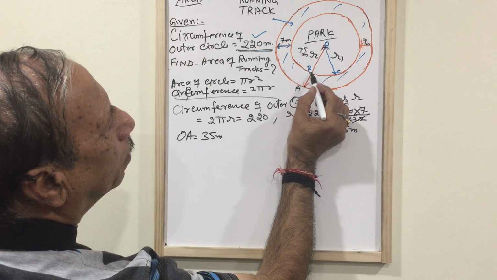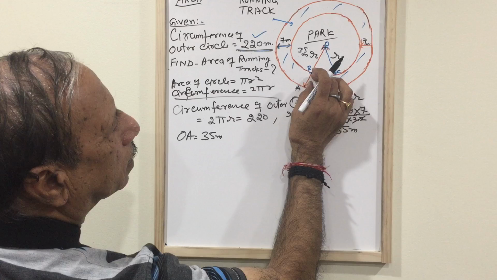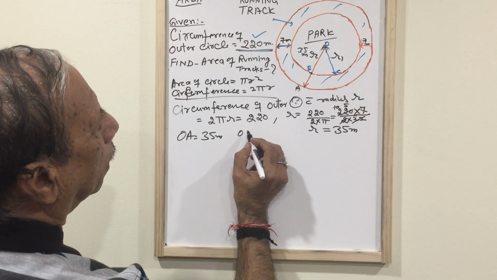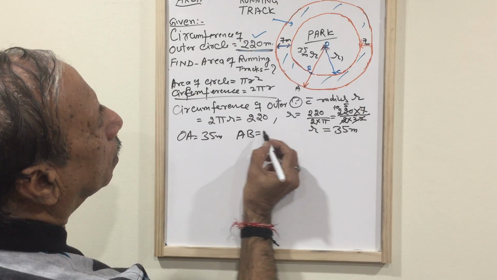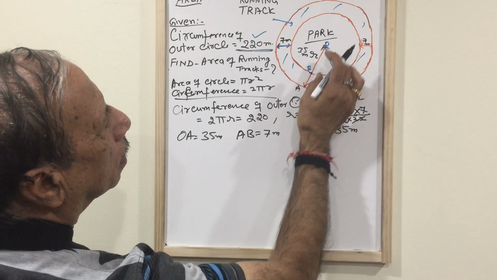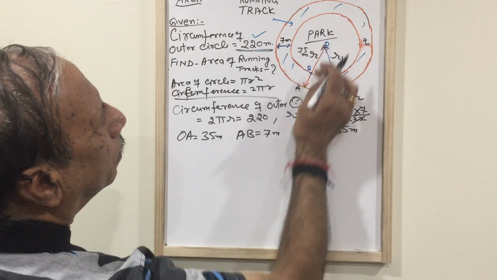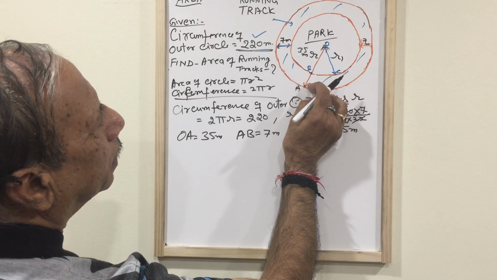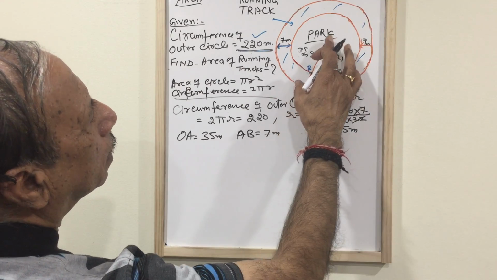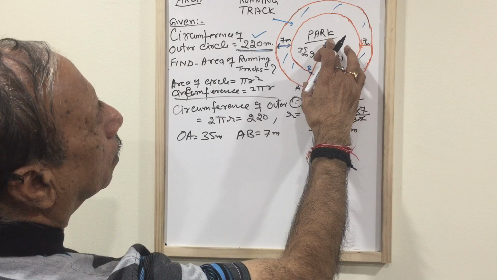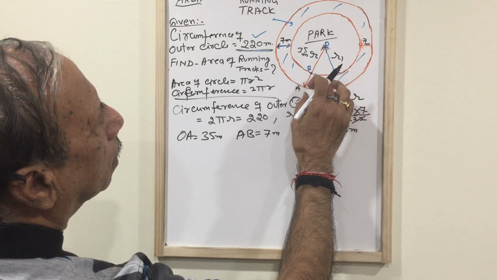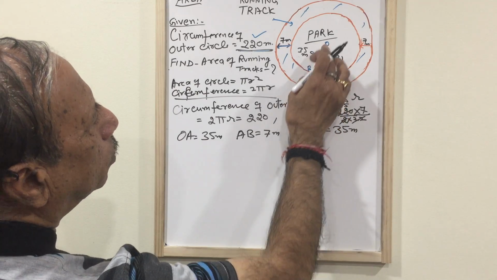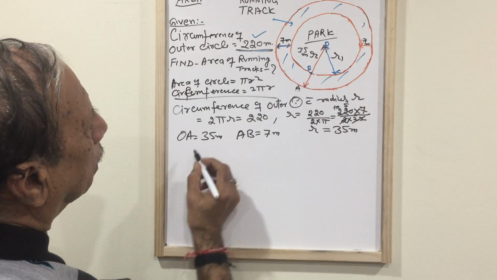We know AB is equal to 7 meter, this is the width of the running track. So how much will OB be? If we subtract the value of AB from OA, that is, from the outer circle radius we subtract the width of the running track, we'll come to know the radius of the inner circle.